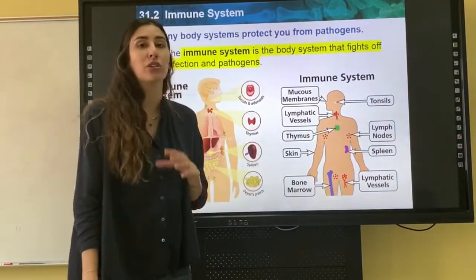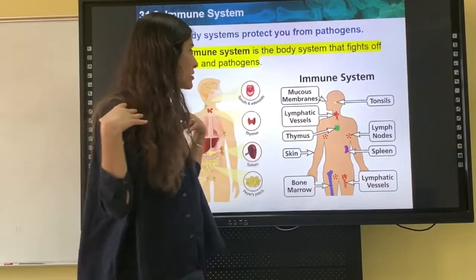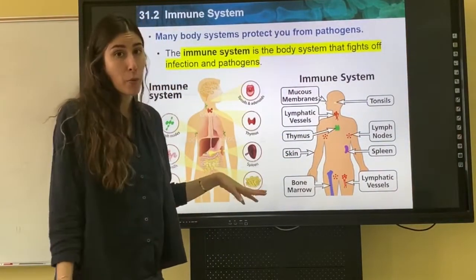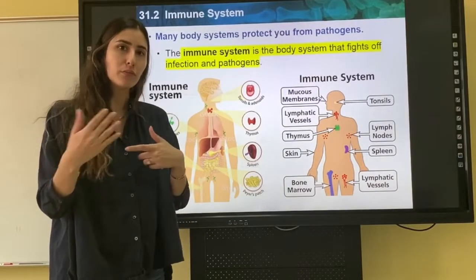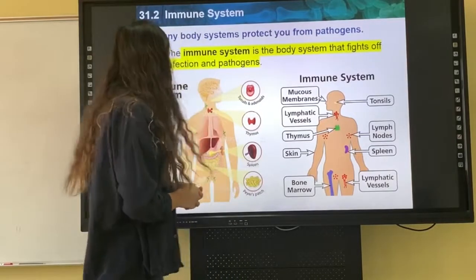Your skin is your largest organ. It's also your first line of defense. Obviously, it protects us from the outside world. We also have the spleen and the thymus and the bone marrow, which we will talk about later in terms of how they contribute to the immune system.